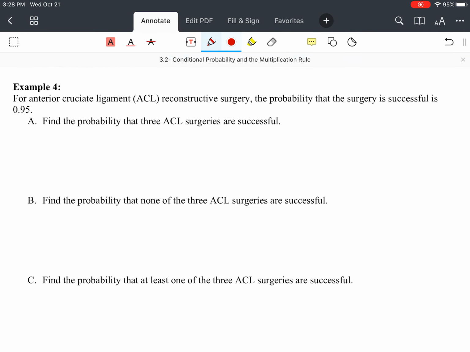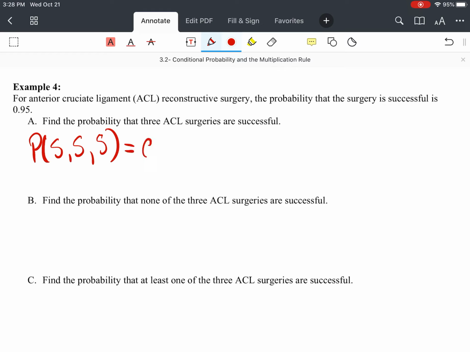Okay, so example 4. Again, we're continuing with the multiplication rule. It says for anterior cruciate ligament, the ACL, reconstructive surgery, the probability that the surgery is successful is 0.95 or 95% chance that it's successful. What is the probability that all 3 are successful? Okay, so we're looking for the probability that we have a success, then a success, and then another success. So 3 successes in a row.